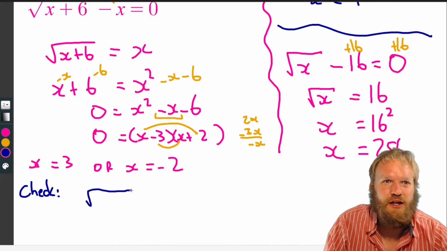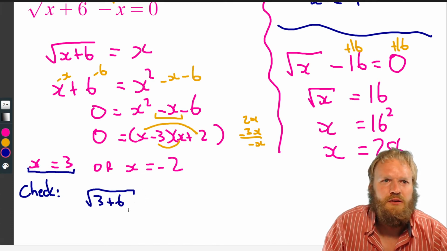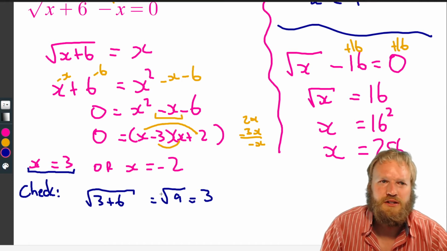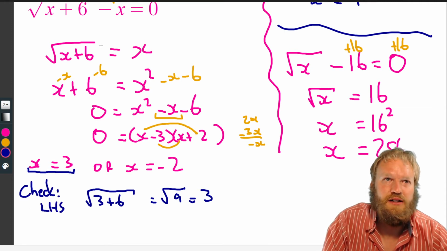So the square root of x plus 6, we're going to start with this one. Well, that's equal to the square root of 9. That equals 3. Cool, that seems good. This is the left-hand side of the equation.